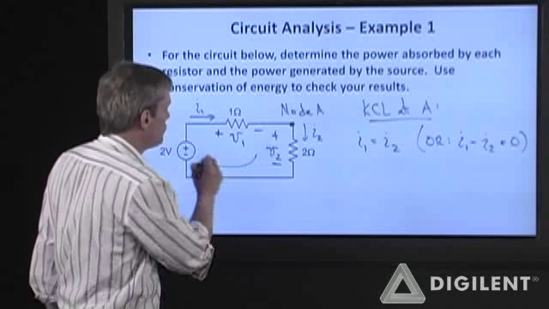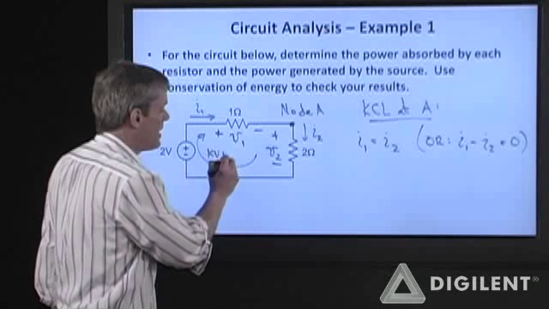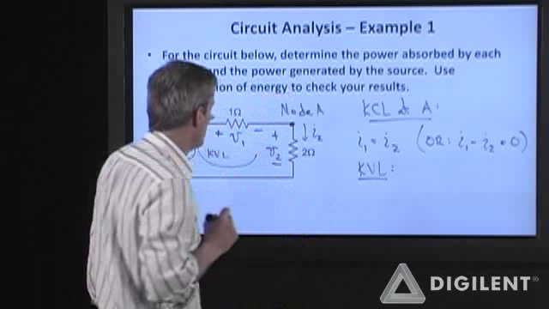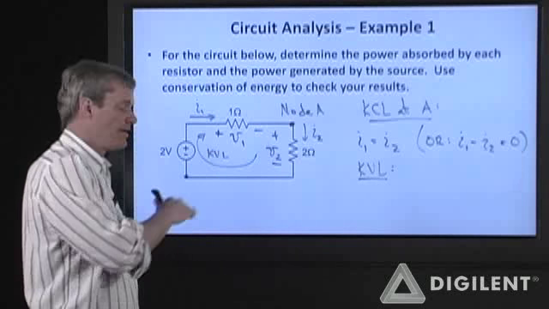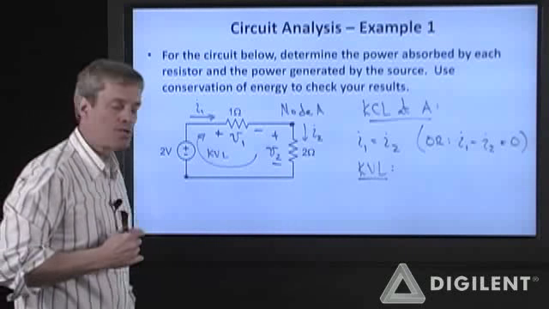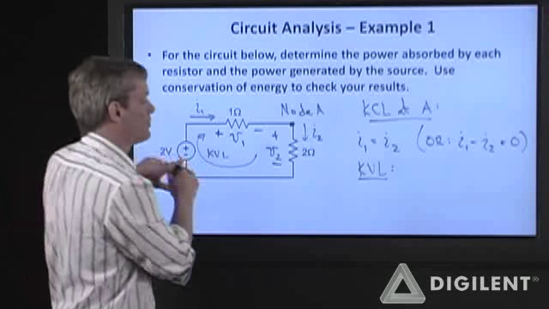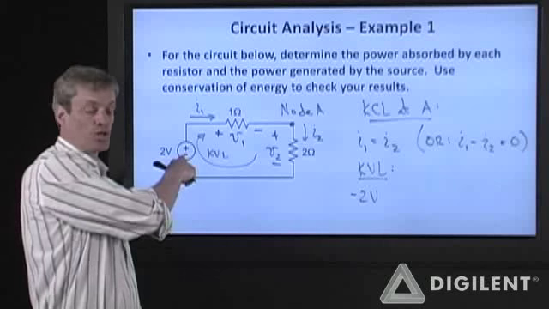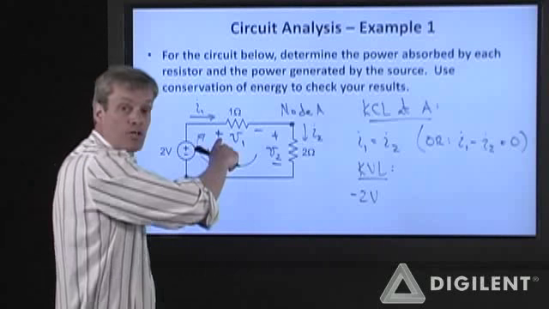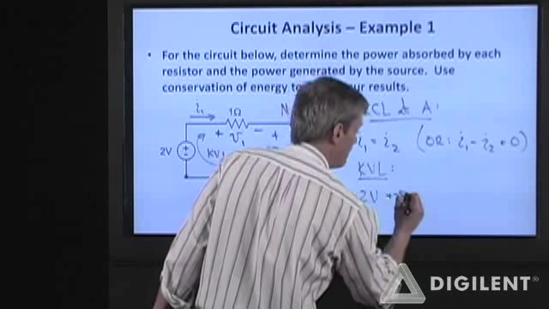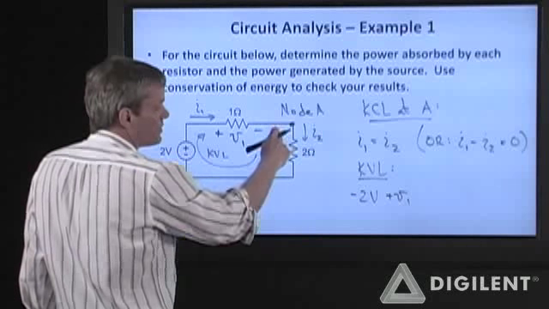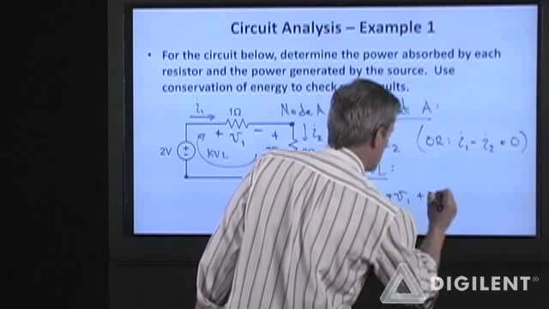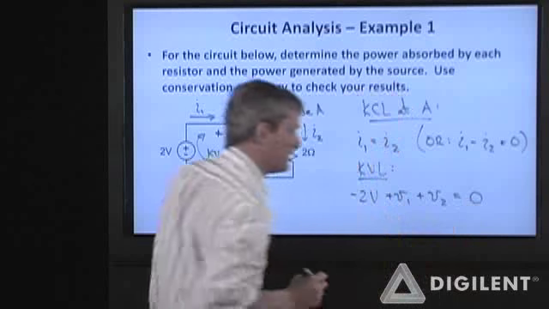I only have one loop. Applying KVL around this loop, let me start here and start adding up voltage differences around this loop. So I hit the source first, so I have a minus 2 volts because I see the negative voltage terminal first. V1 is assumed to be positive here, so I add V1. V2 is assumed to be positive. I see the positive polarity node first, so this is plus V2. Those guys sum to 0.